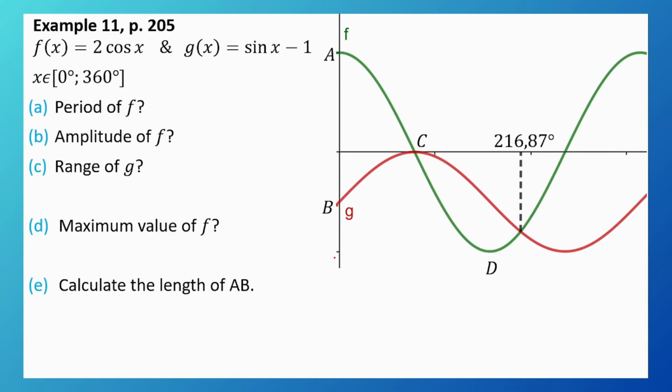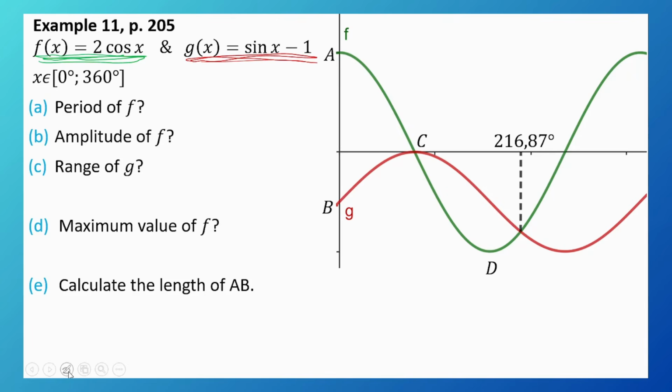We have a red graph and a green graph. I just color coded them because that's what works for my brain. So I would advise, if you are given two graphs on the same Cartesian plane, highlight one of them so that you can see which one is which a little bit more clearly.